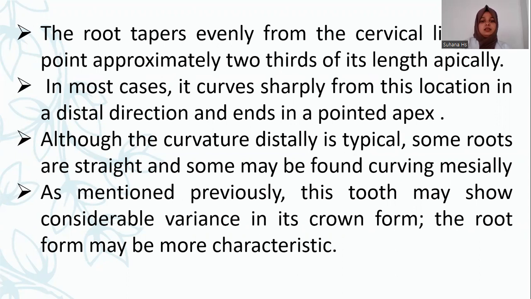The curvature of the root is towards the distal side. That is, all roots will have a tendency to incline towards the distal side, but in some cases they may be straight or they may be found curving towards the mesial side. The tooth may show considerable variations in its crown form. The root form may be more characteristic.